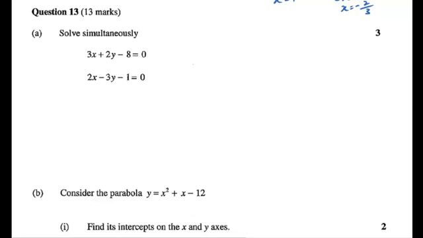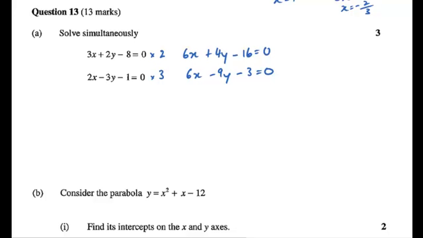Okay, question 13 starts with a simultaneous equations question. Now, unfortunately, the x's and the y's, neither of them have a common number in front, so you do need to multiply one of them, or both of them actually. So I'm going to multiply the top one by 2 and the bottom one by 3. Alright, and that's going to give me 6x plus 4y minus 16 equals 0, and the second equation will become 6x minus 9y minus 3 equals 0.